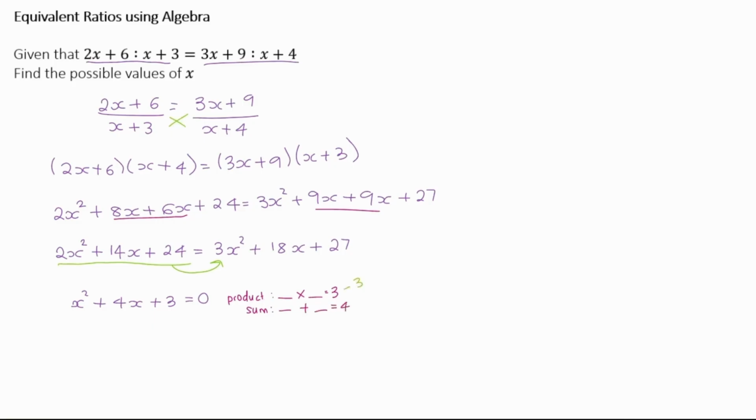The factors of 3 are just 3 and 1. And they also add to give us 4. So we can now factorize this as x plus 3 in one bracket and x plus 1 in the other bracket. And to solve it, we put each bracket equal to 0. So if x plus 3 is equal to 0, that means x is equal to minus 3. And if x plus 1 is equal to 0, that means x is equal to minus 1.